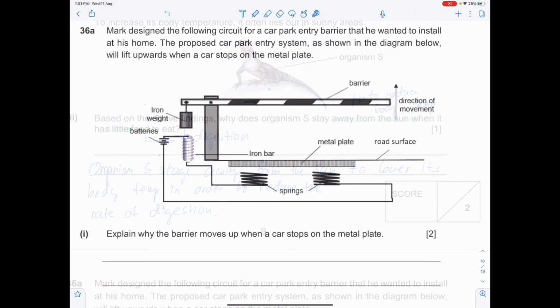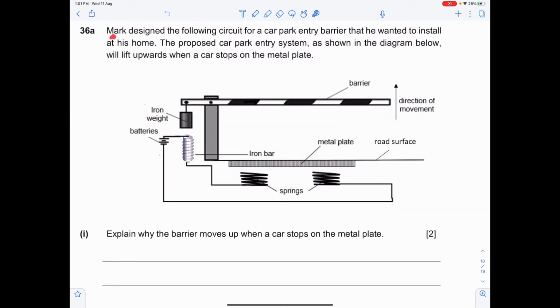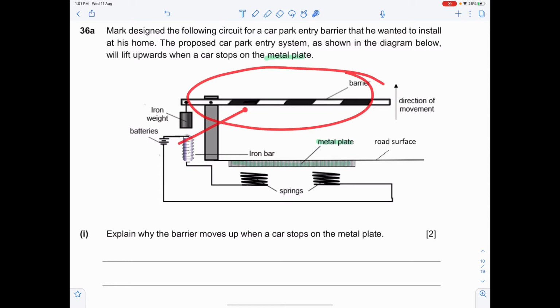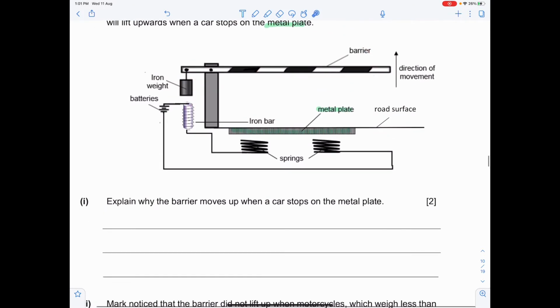All right, for this question, Mark designed the following circuit for a car park entry barrier that he wanted to install at his home. The proposed car park entry system, as shown in the diagram below, will lift upwards when the car stops on the metal plate. First thing, we have to identify important things. So this is your metal plate. When something goes on your metal plate, this barrier will be lifted upwards. So let's see what happens. Now, the question asks, explain why the barrier moves upwards when the car stops on the metal plate.